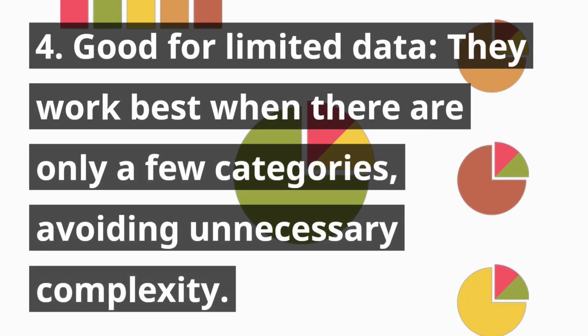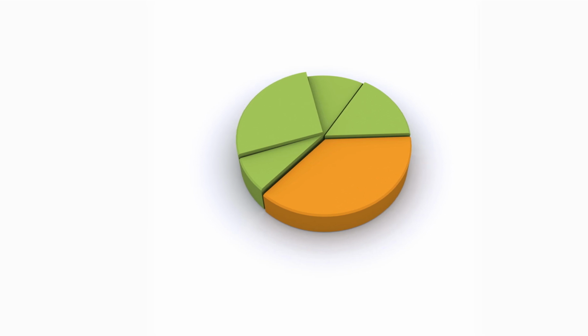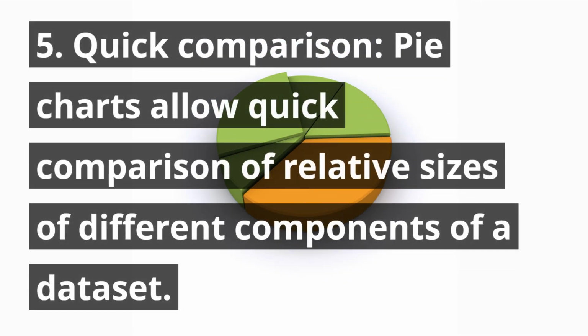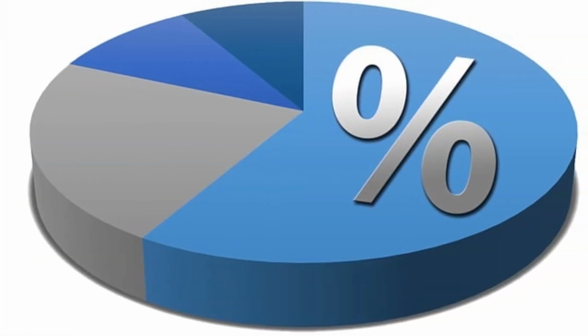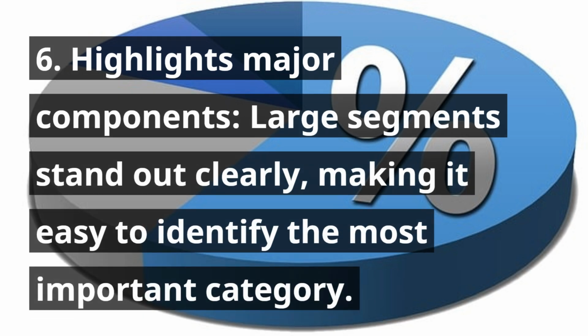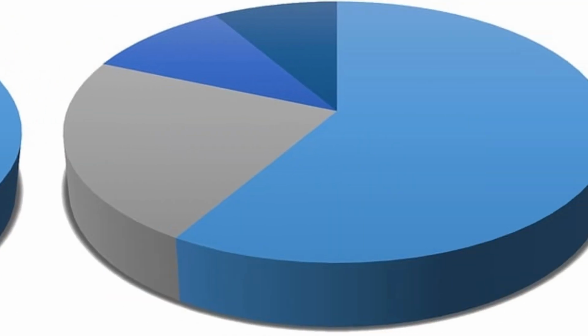4. Good for limited data. They work best when there are only a few categories, avoiding unnecessary complexity. 5. Quick comparison. Pie charts allow quick comparison of relative sizes of different components of a dataset. 6. Highlights major components. Large segments stand out clearly, making it easy to identify the most important category.